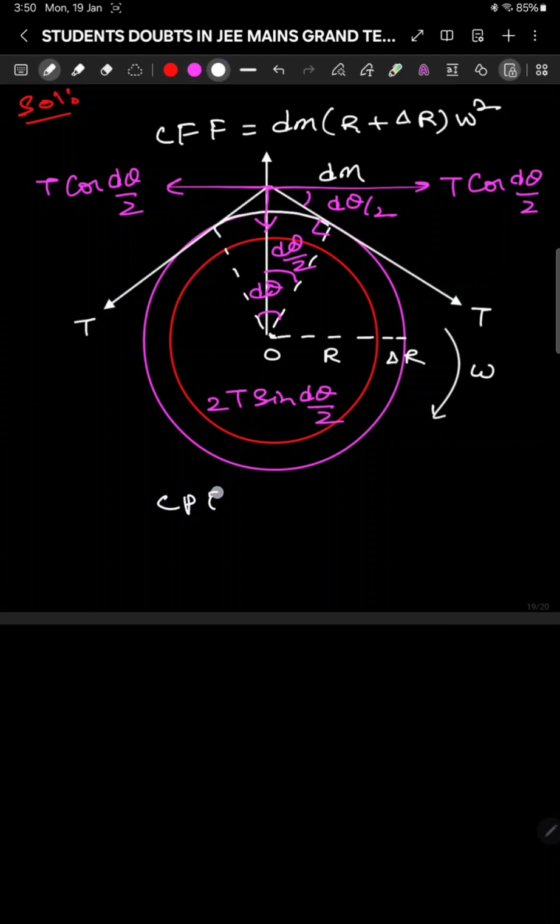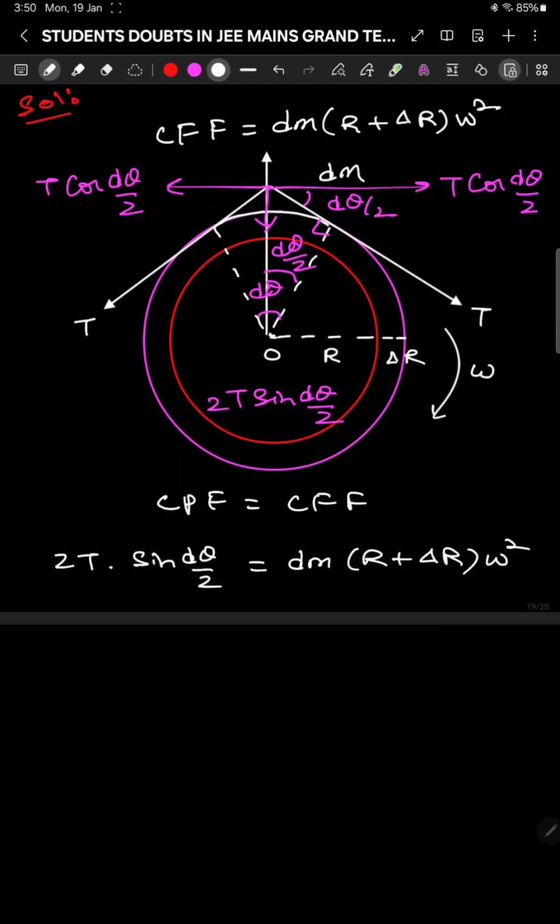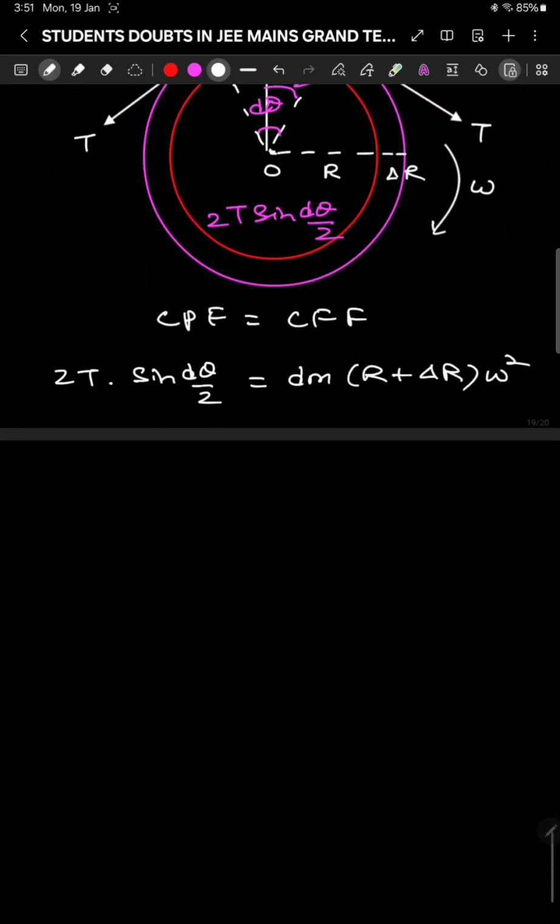Now, centripetal force is balanced with centrifugal force. Centripetal 2T sin d theta by 2 balances centrifugal force dm into r plus delta r into omega square. So it is a small angle. For small angles I can write simply sin d theta by 2 as d theta by 2.